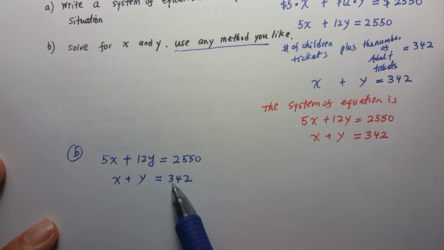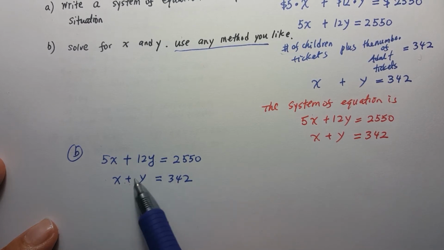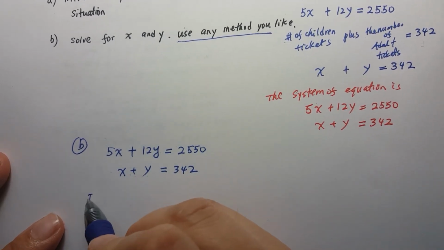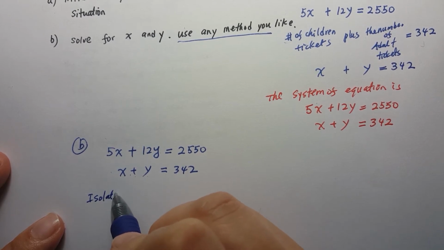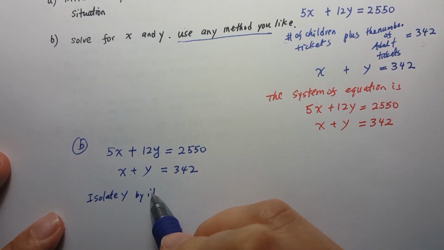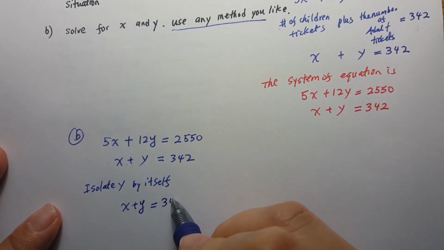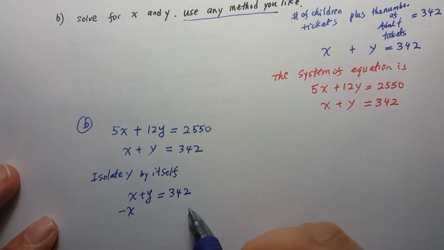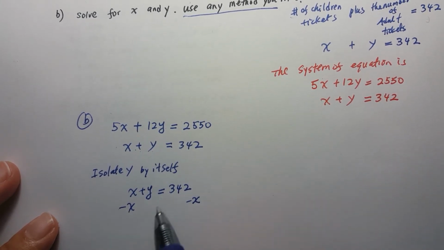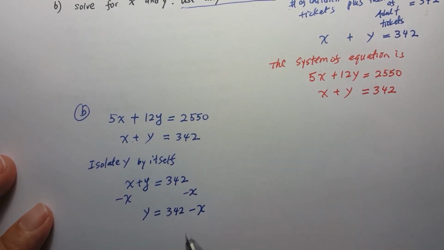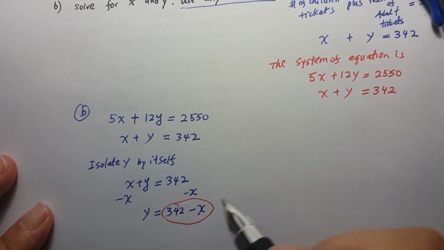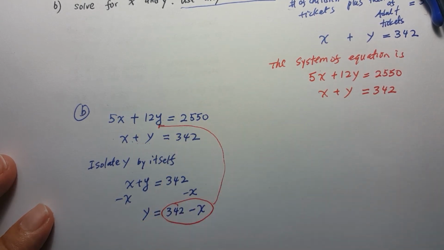X plus Y equal to 342. I can isolate the Y by itself. All I need to do is subtract X on both sides, because X minus X will be 0. Then I get Y equal 342 minus X. Then I get Y by itself. Now I can substitute this into the other equation.